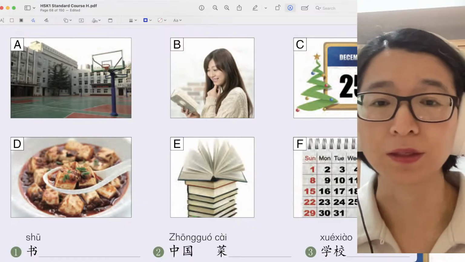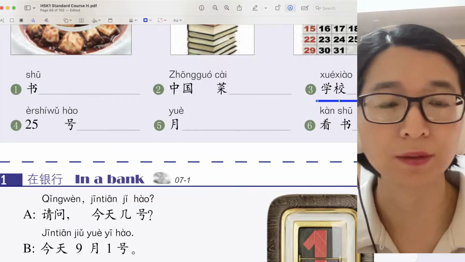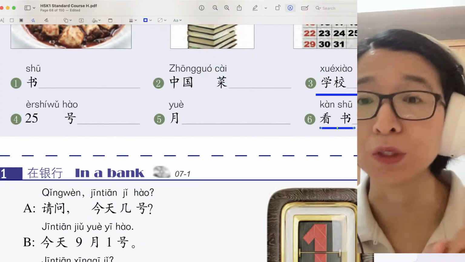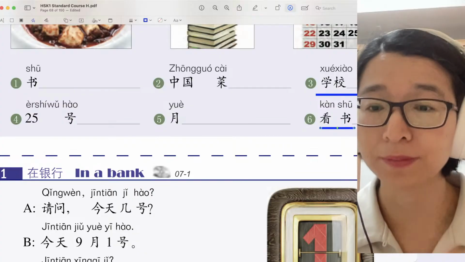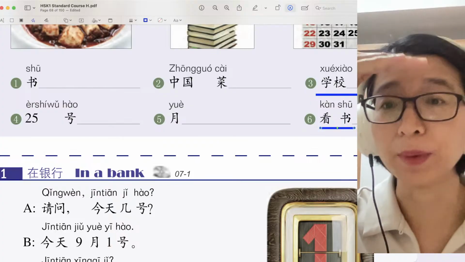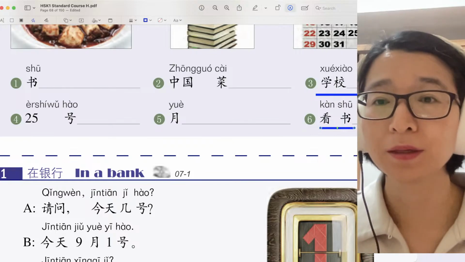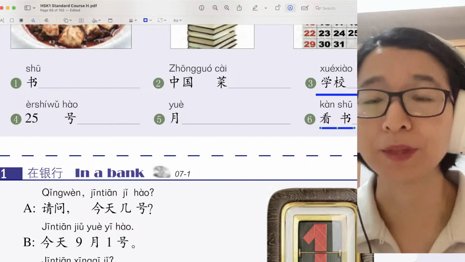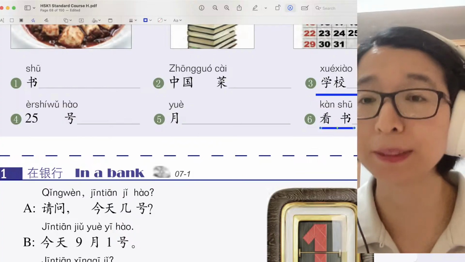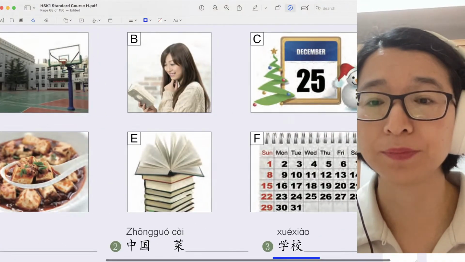Okay, now let's see picture B. So this girl is reading a book. So how do you say read a book? Here, 看书. 看, look. If you see this character, it looks like a hand above an eye, which means see and watch. 看. 看书, read a book.